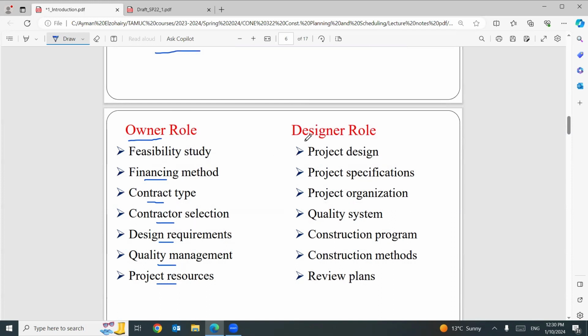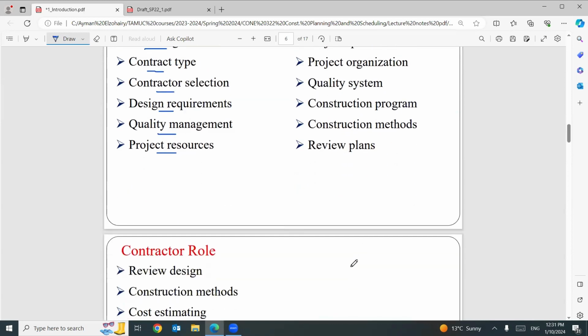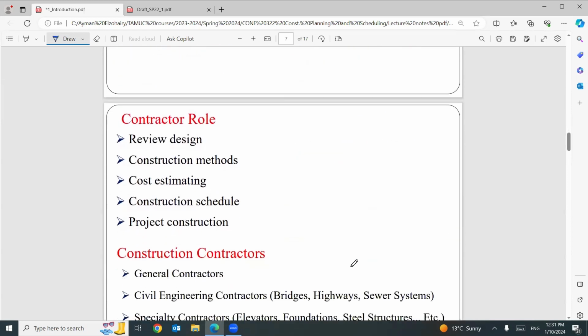On the other hand, the designer will design the project, will determine the project specifications, will organize the project, will do the quality system, construction program, construction methods, review plans. For the contractor, he will review the design, construction methods, cost estimating, construction schedule, project construction.